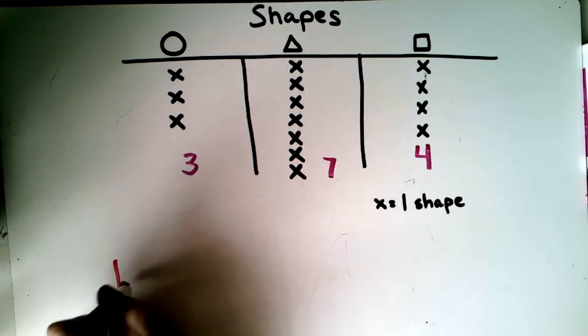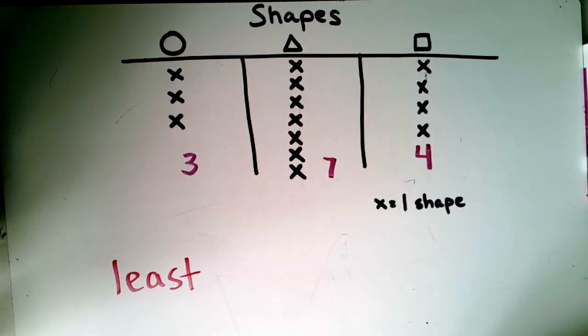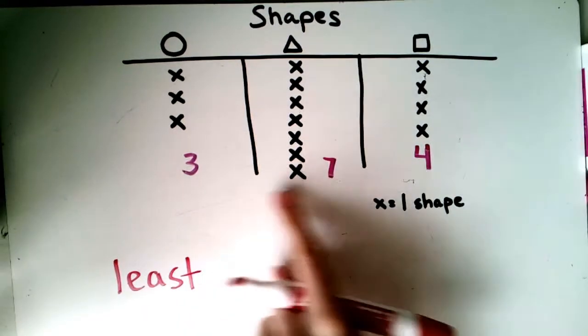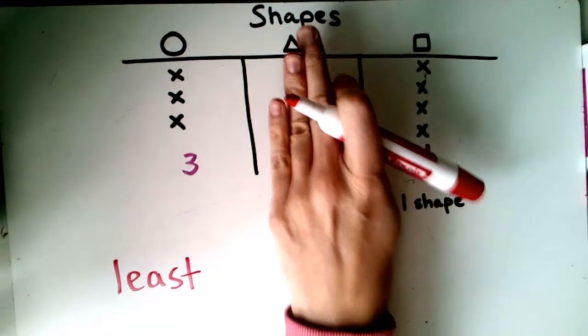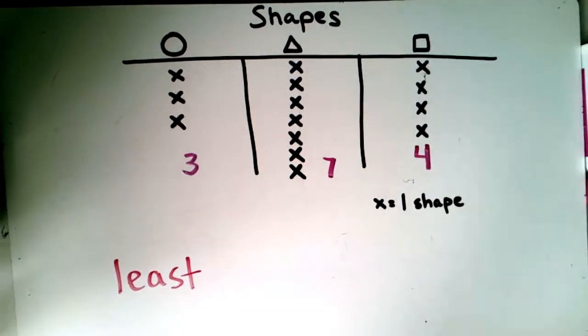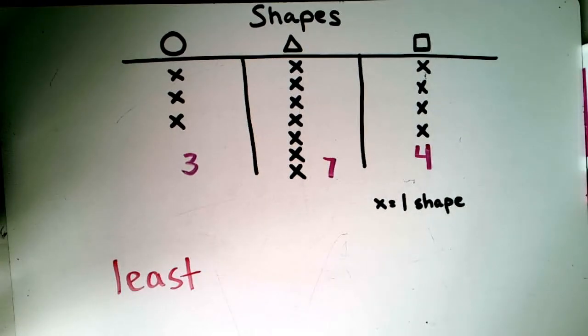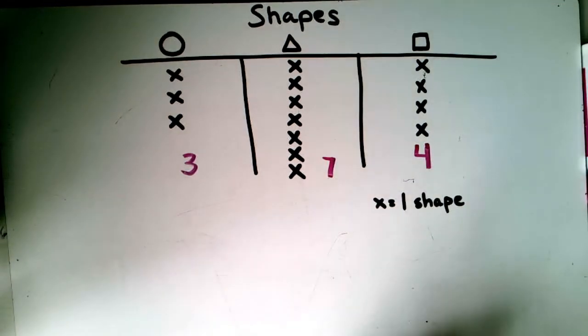Here's that word least. You'll see it in questions. Least means the smallest. It's the opposite of most. So which of these is the least? Well, we know that seven is the most, so we can really just ignore the triangles for right now and look at our circles and our squares. We have three and four. Which one is the smaller number? Right, the circles have the least. Good job.